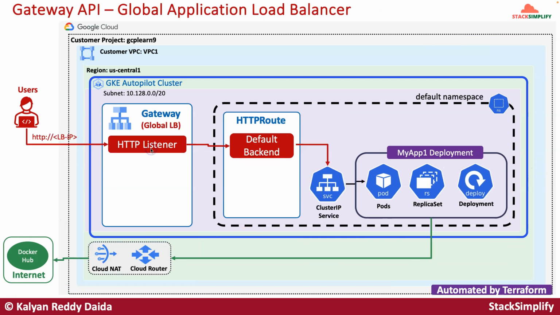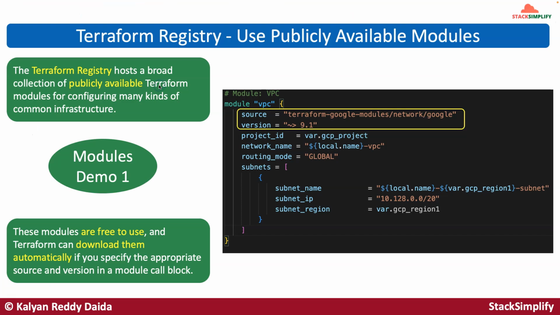And once that is completed, we'll also create a global application load balancer using Gateway API. All the previous demos we have implemented are related to the regional application load balancer, so we'll also test with a global application load balancer. Once that is completed, we'll learn about the Terraform modules concept in detail.